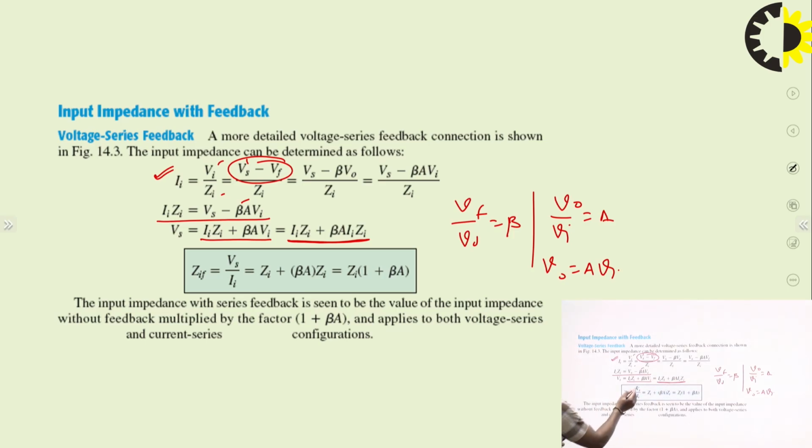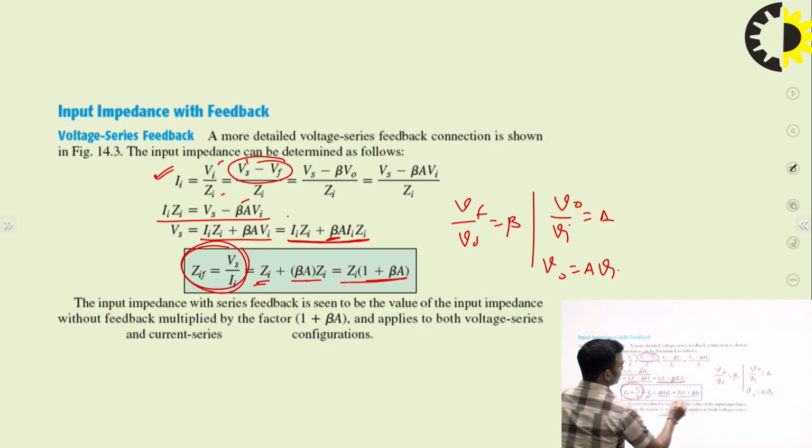And you know the input impedance with feedback is Vs upon Ii. So you can divide this whole expression by Ii. So you will obtain Zi plus beta A into Zi. That means Zi into 1 plus A beta.